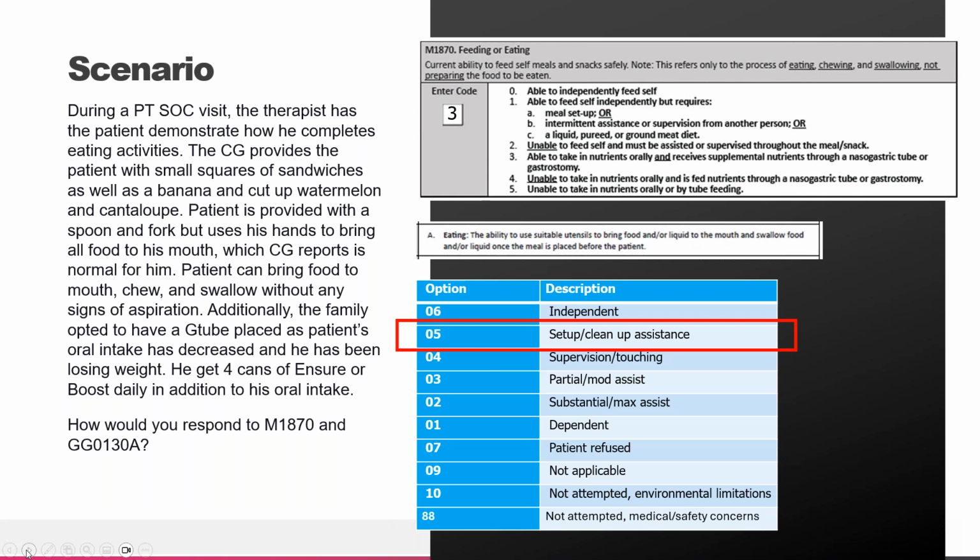M1870 is pretty easy. He's got oral intake, he doesn't have any trouble swallowing, and he also has that enteral nutrition. So he would be a 3 in this case.